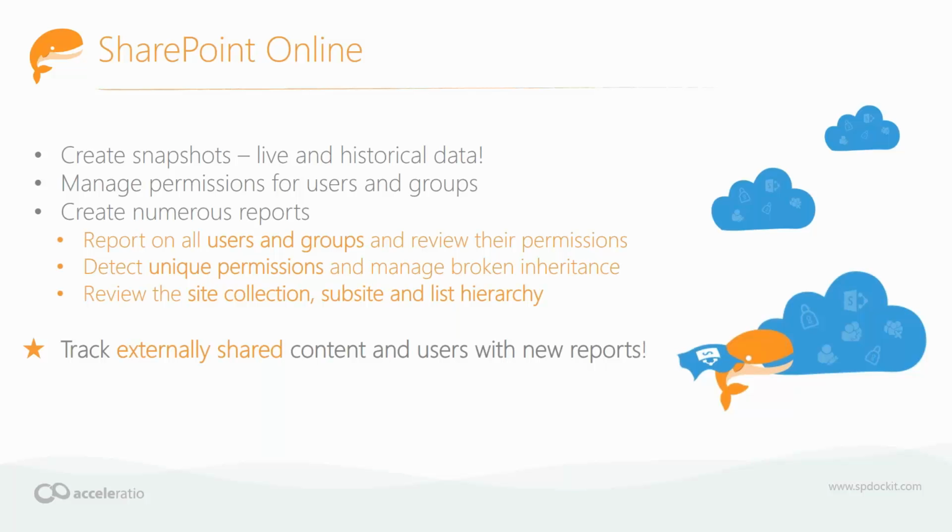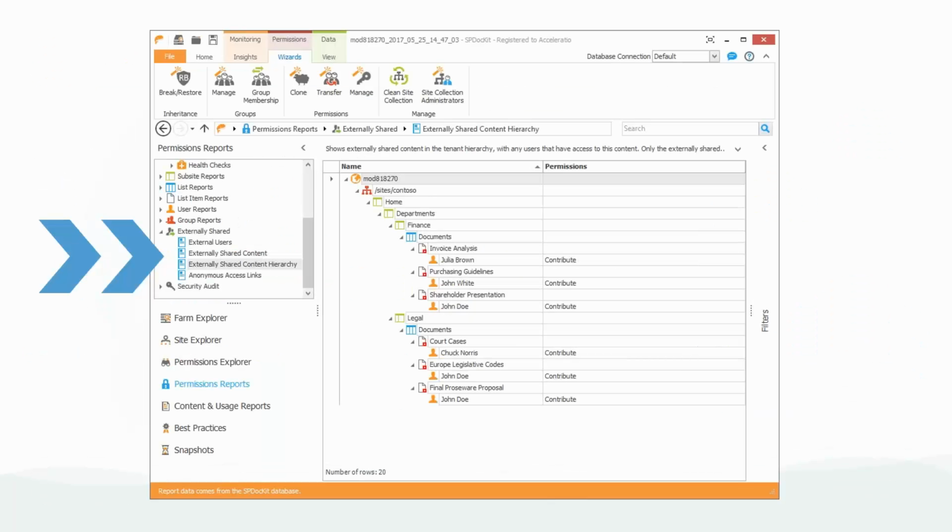With these new reports, there are also anonymous access links reports, which can show you all of the SharePoint content that has been shared with anonymous users. I think that this is all important for security in your company, so I think that this will be very, very useful to you. Here is an example of one of these externally shared reports where you can see the externally shared content hierarchy.